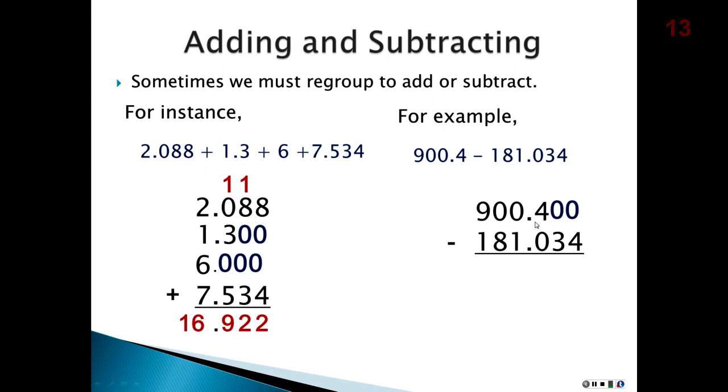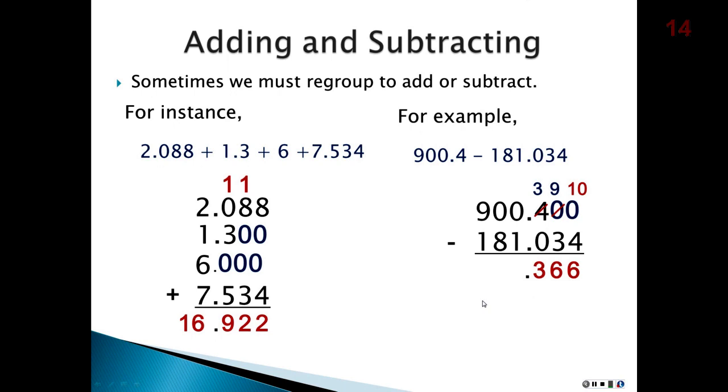I have to go all the way to this 4, make it a 3, make this 10 a 9, and now I've got 10. So 10 minus 4 is 6, 9 minus 3 is 6, 3 minus 0 is 3. I bring down my decimal. I've got to do some more borrowing.